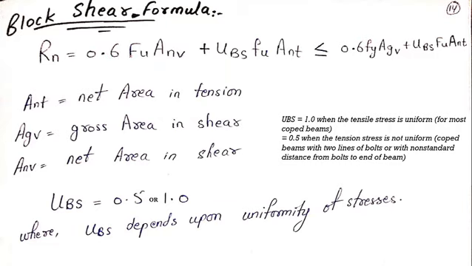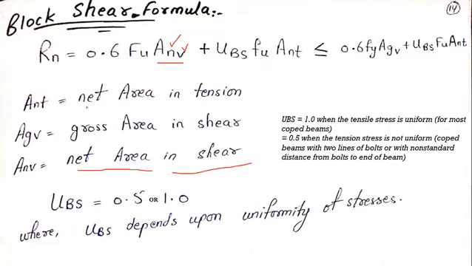Okay, there are some other very important terms here, for example, Anv. Anv is the net area in shear, or we can call it the area involved in shear fracture or shear rupture, because V is shear and N is net area, and we know that net areas are involved in rupture or fracture. So I can call it the area involved in shear rupture or shear fracture.